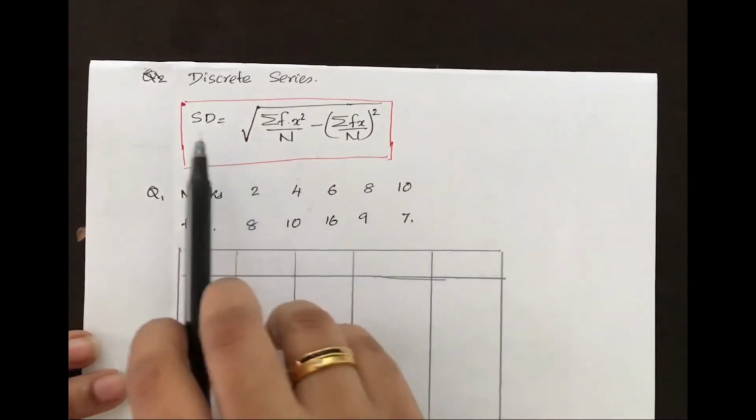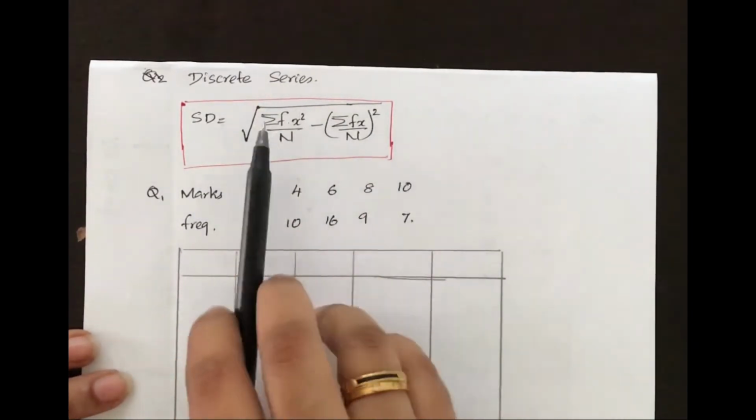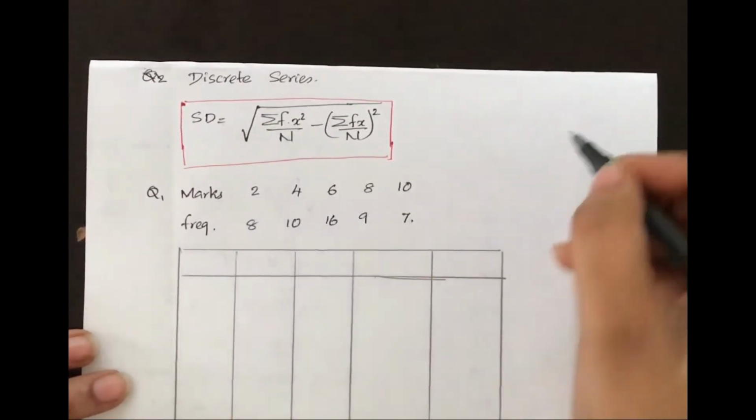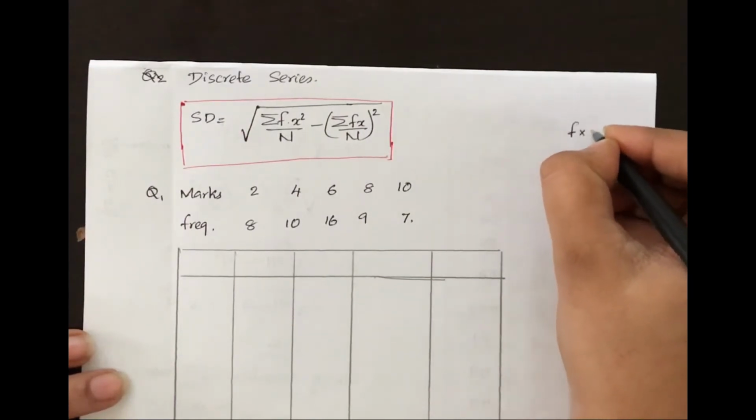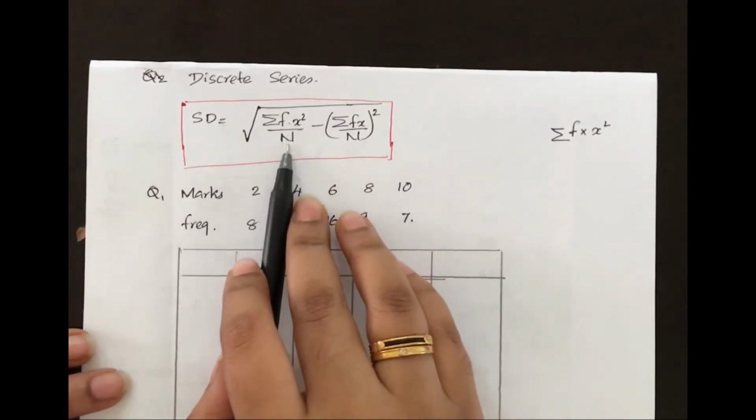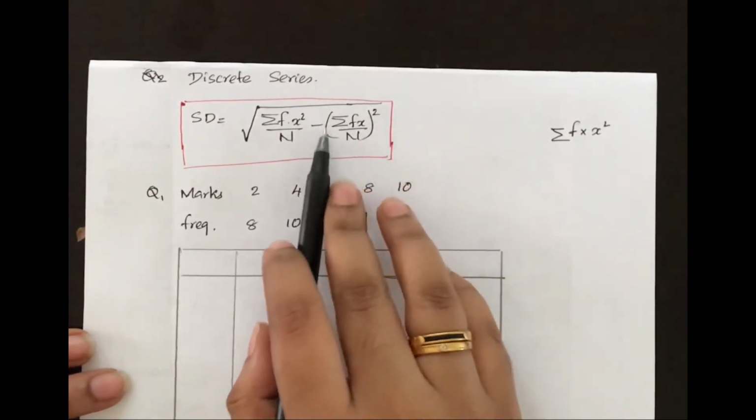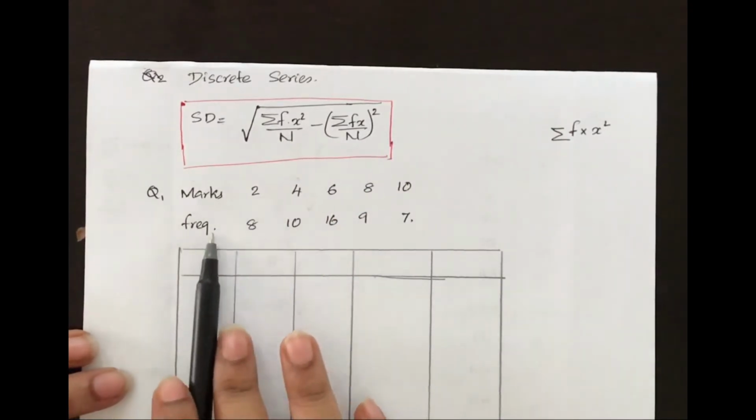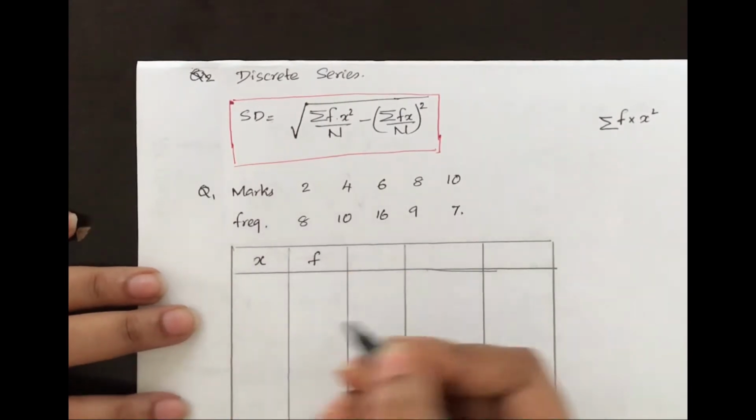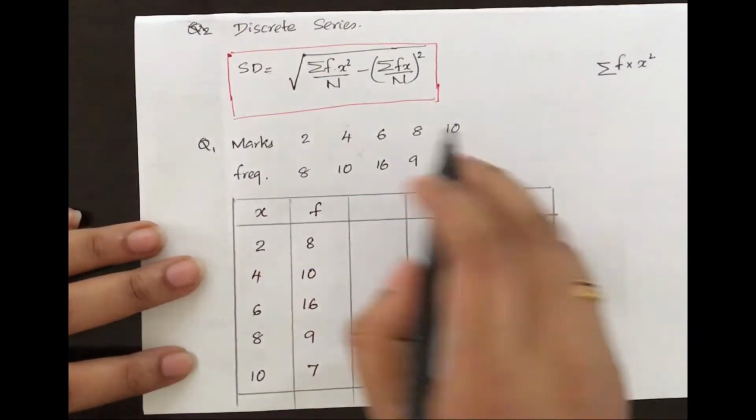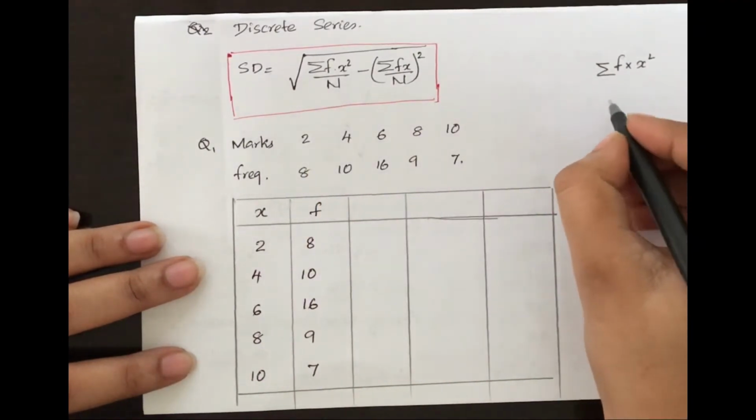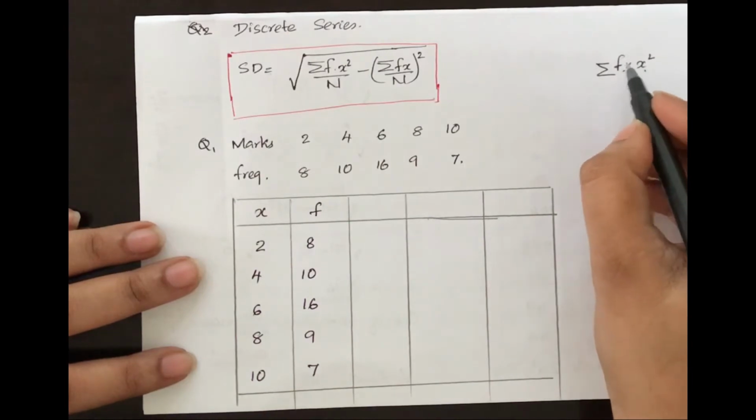Now look at the standard deviation of a discrete series. This is the equation: standard deviation is equal to the root of summation f into x square divided by capital N minus (summation fx by N) the whole square. Summation f x square is the column total of f into x square, obtained by multiplying f with x square. In the question, marks and frequency are given: marks as x, frequency as f. What do we require? We require summation f x square, which means f into x square and its column total.